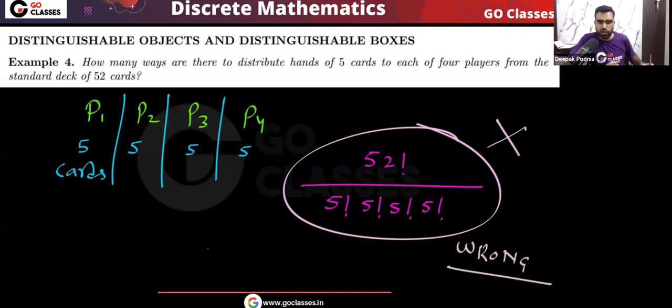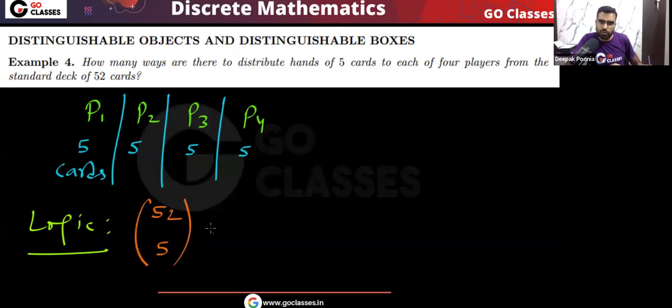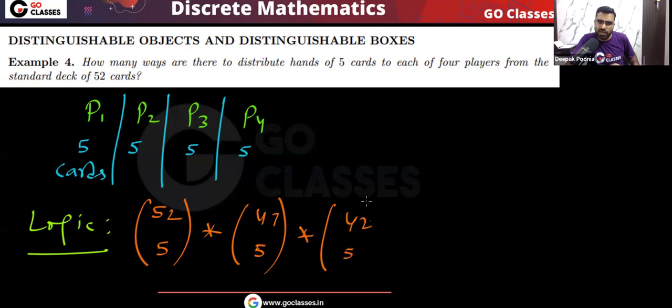So either you can apply the logic to solve this question, the logical answer. If you apply the logic, that is the product rule with combination, then you can easily get the answer. From the 52 cards, you choose 5 cards and give them to P1. From the remaining 47 cards, you choose 5 cards and give them to P2. From the remaining 42 cards, you choose 5 cards and give them to P3. And from the remaining 37 cards, you select 5 cards and give them to player P4. So this is the answer you get if you apply the logic.